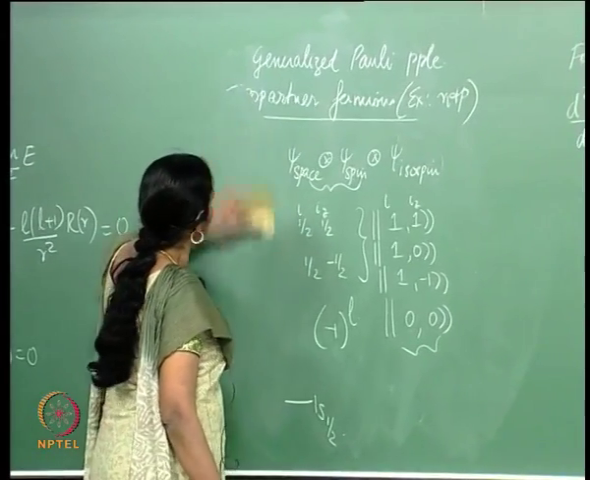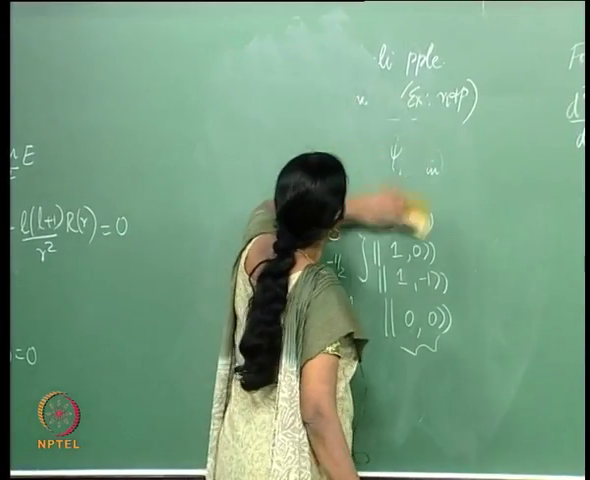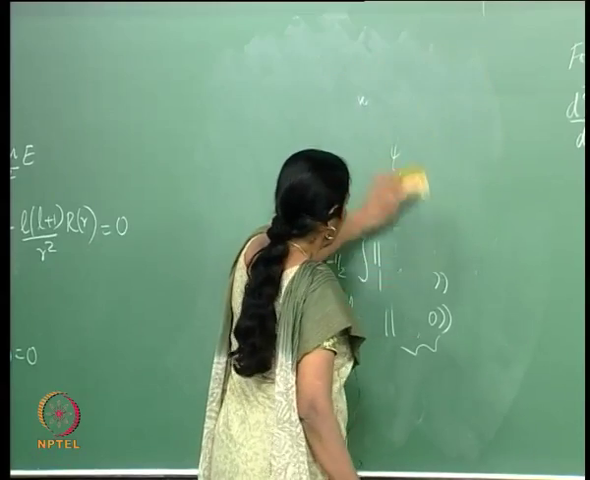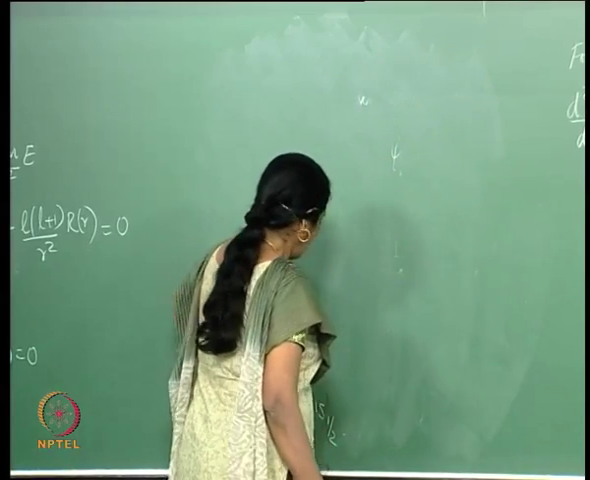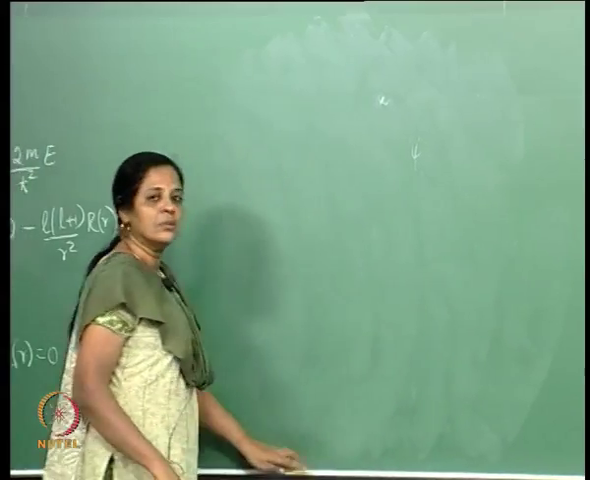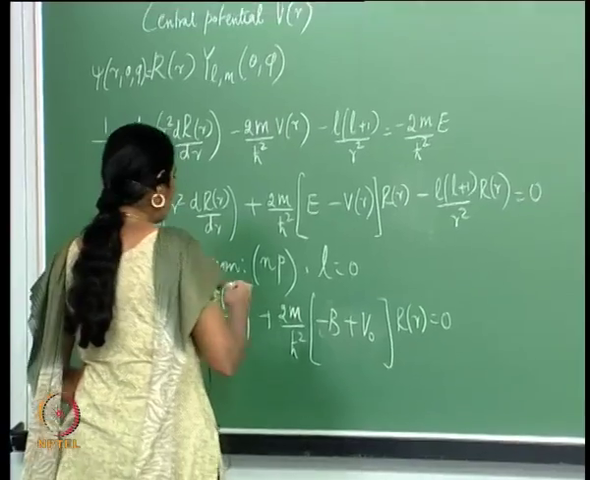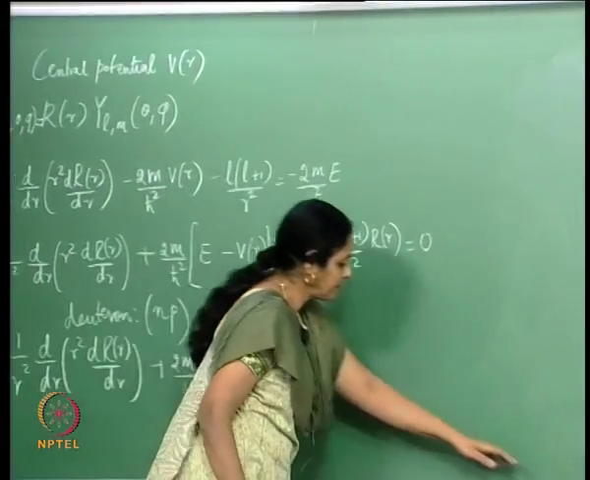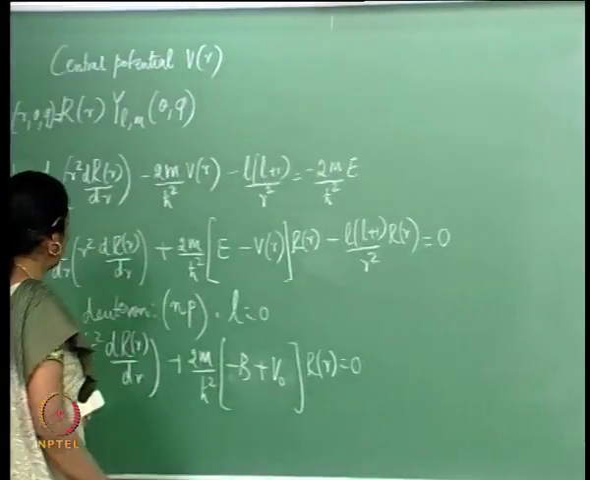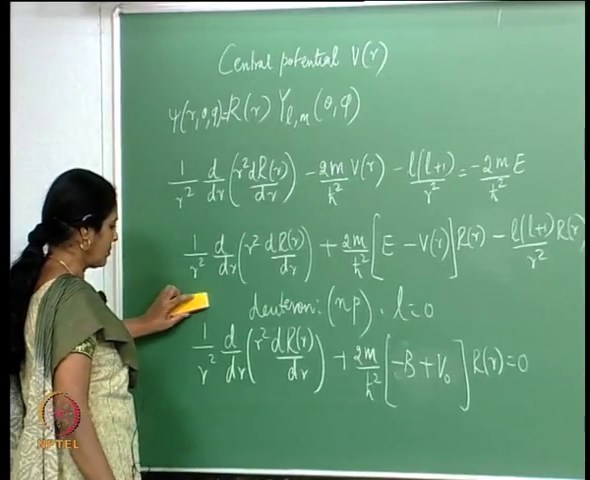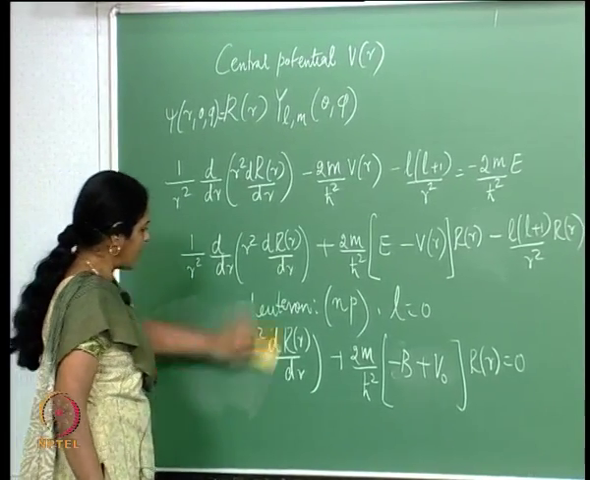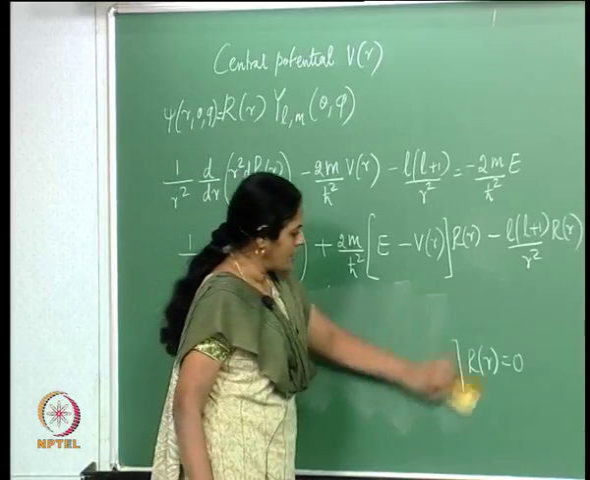So much for the deuteron problem. Now let me consider the radial equation in a more general context. That means where I do not set L equals 0. So the problem that I would now like to look at is the hydrogen atom. So let us forget this and we look at the hydrogen atom problem.